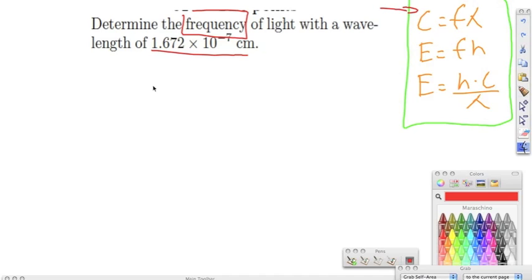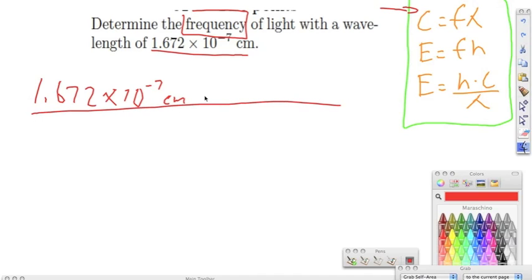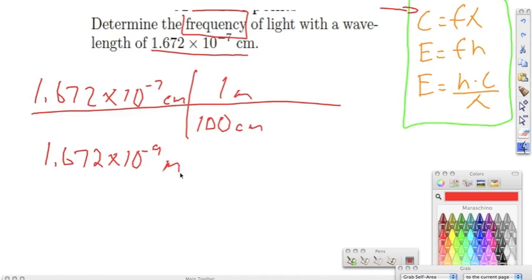Main thing about wavelength, it has to be in meters, so we need to convert this to meters. We have 1.672 times 10 to the -7th centimeters, and we know that 1 meter equals 100 centimeters. So we're going to end up dividing by 100, and we should get an answer of 1.672 times 10 to the -9th meters. From here, we're going to take this and plug it into the equation.